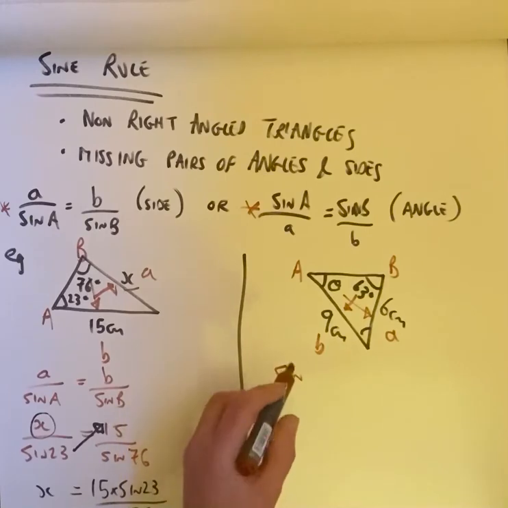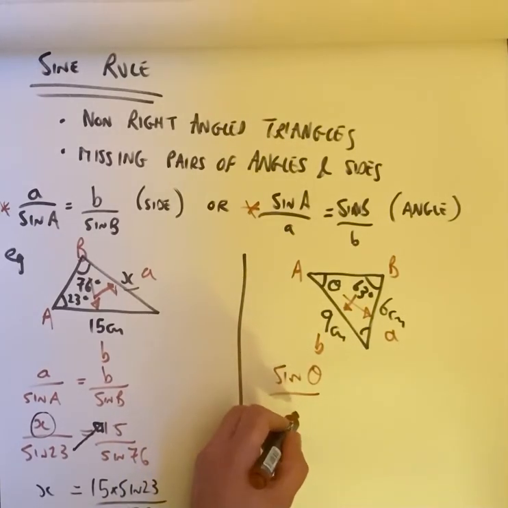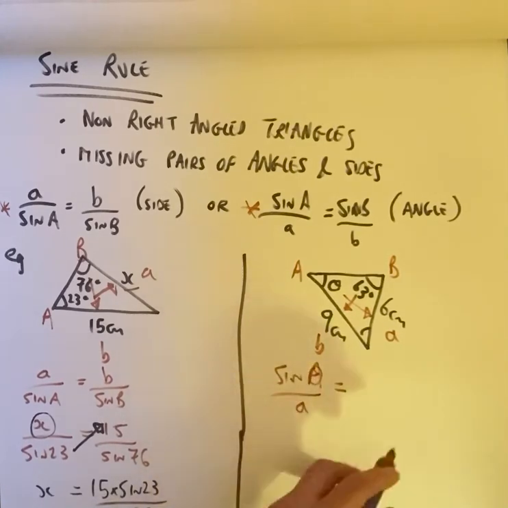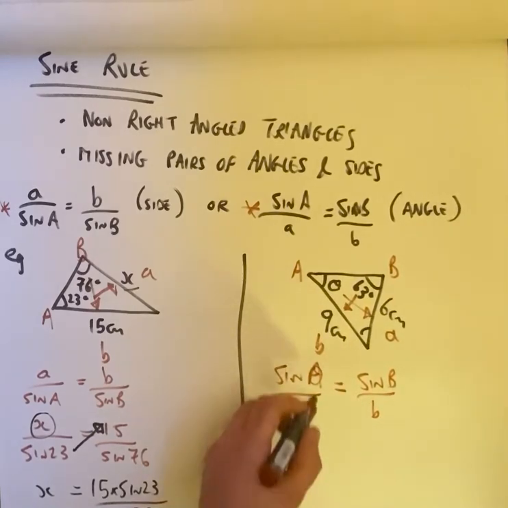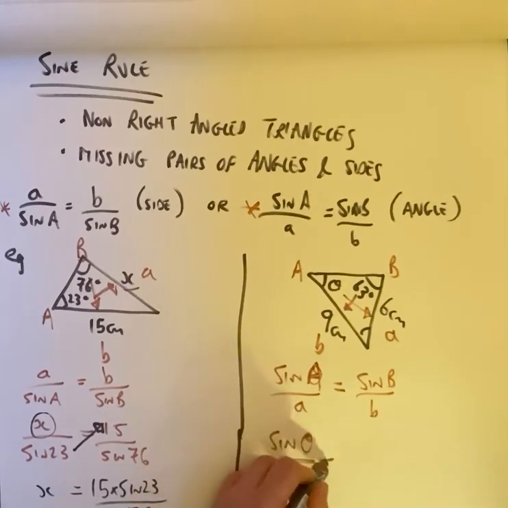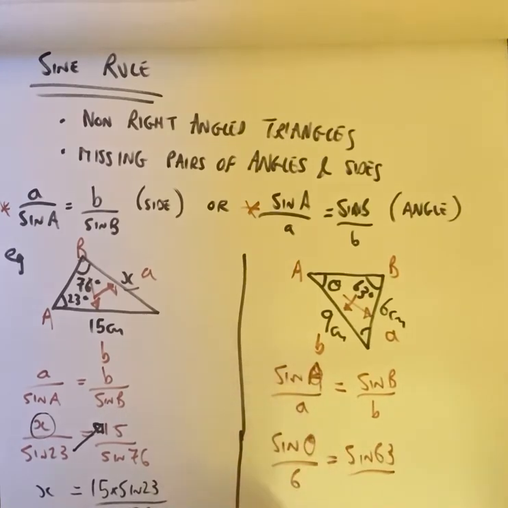State the formula next then. So sine theta over a, sorry that should have been a lowercase a really, is sine B over b. It's the second line where we should be substituting. So sine of theta divided by 6 is sine 63 divided by 9.